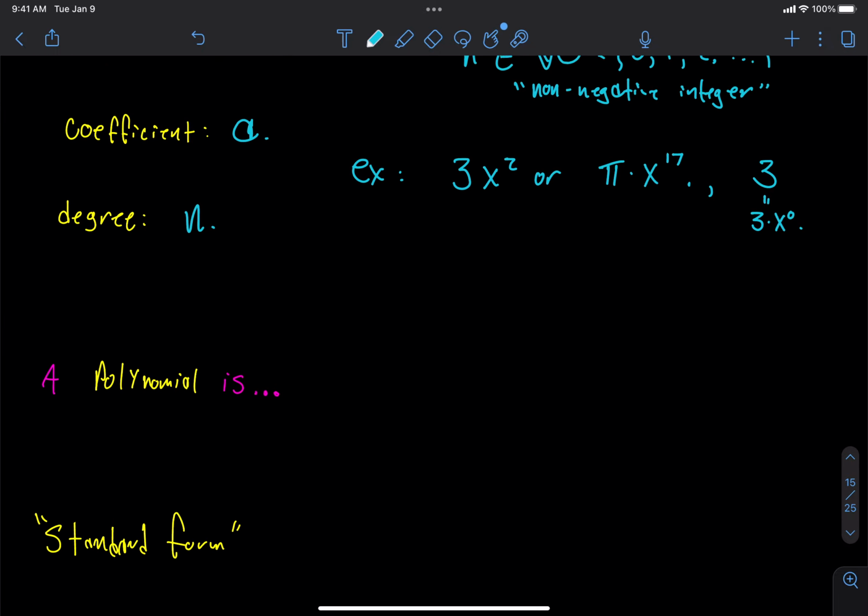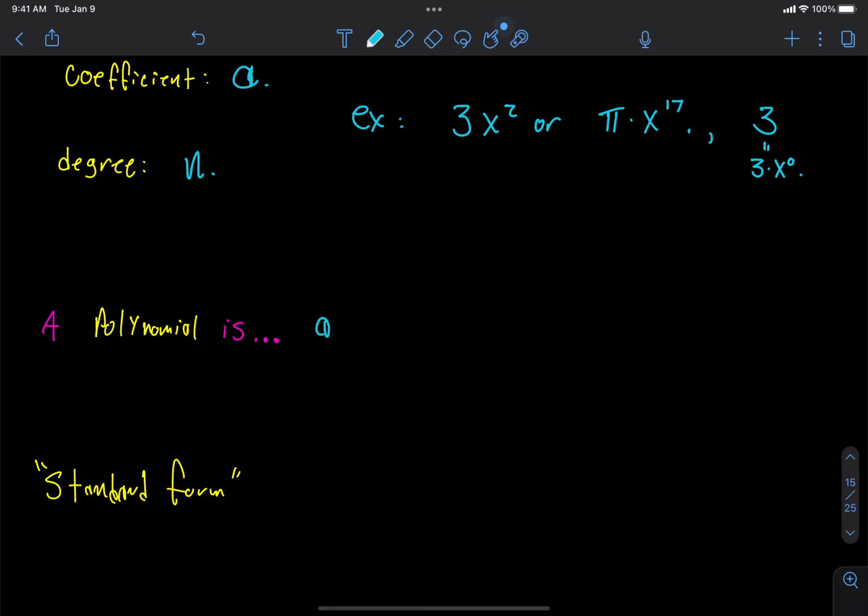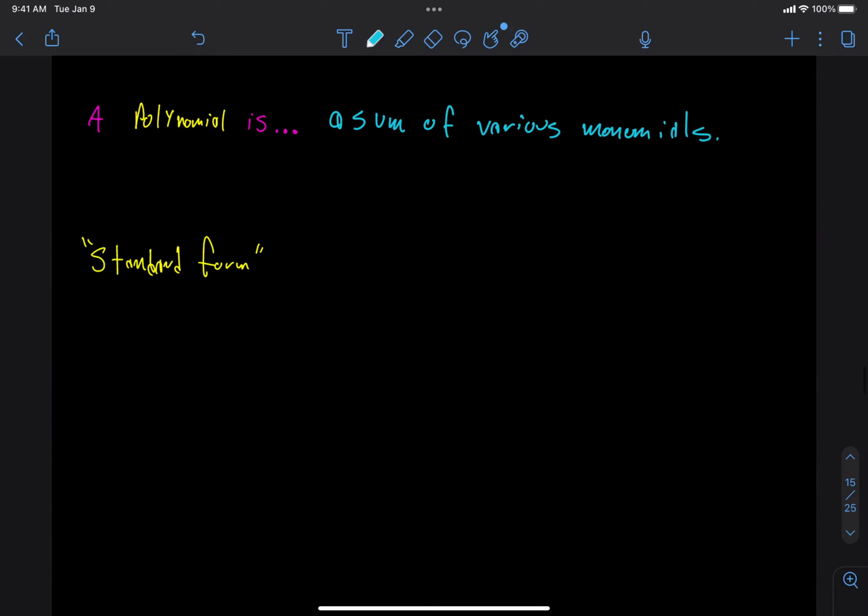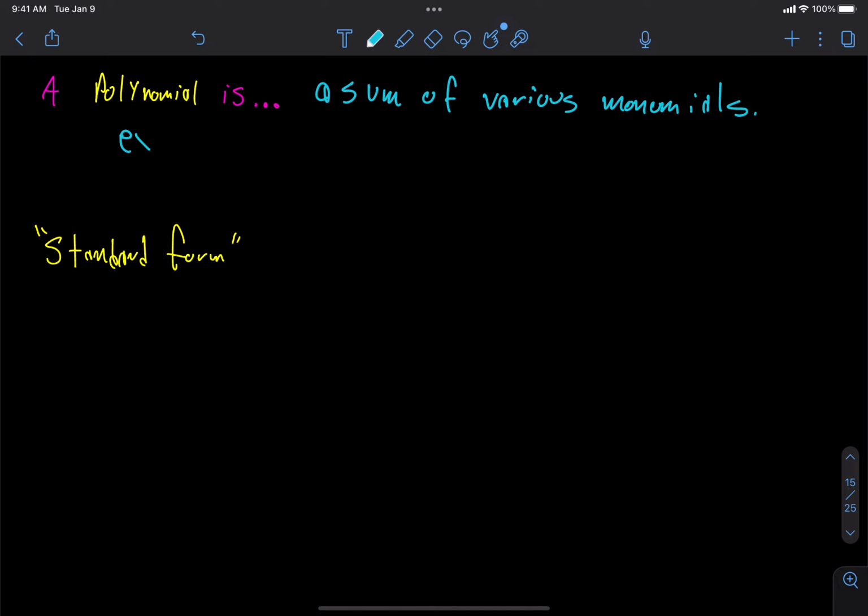So what is a polynomial going to be? Well, a polynomial is going to be a sum of various monomials. Okay, so for example, x to the 7 minus x to the 6 plus 21x cubed minus x squared plus 31.5. There we go. There's a polynomial. A polynomial is just a sum of various monomials.